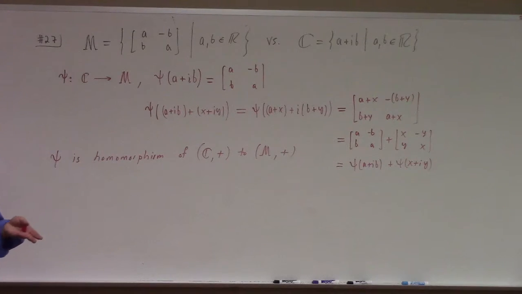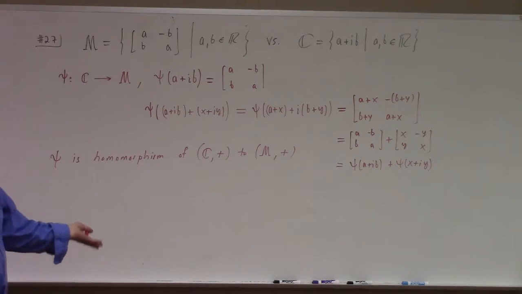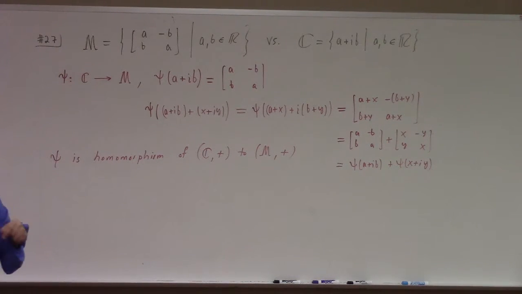I haven't proved that that set of matrices forms a group under addition, but it does. If you take two matrices of that type and you add them, you get another matrix of that type, right? It's clearly a group. And this is a homomorphism of the additive group of complex numbers to that additive group of matrices. Is it an isomorphism?